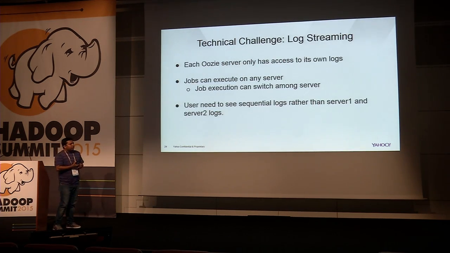Moving forward to the technical challenges. One challenge we had is log streaming. Previously, each server maintained its own log on the local file system. In HA, a given job can execute on any server. Sometimes one part of a job gets executed on one server, and the other part gets executed on the other server. From the user's point of view, they need to see logs in a sequential format rather than seeing the log for server 1 and server 2 separately.